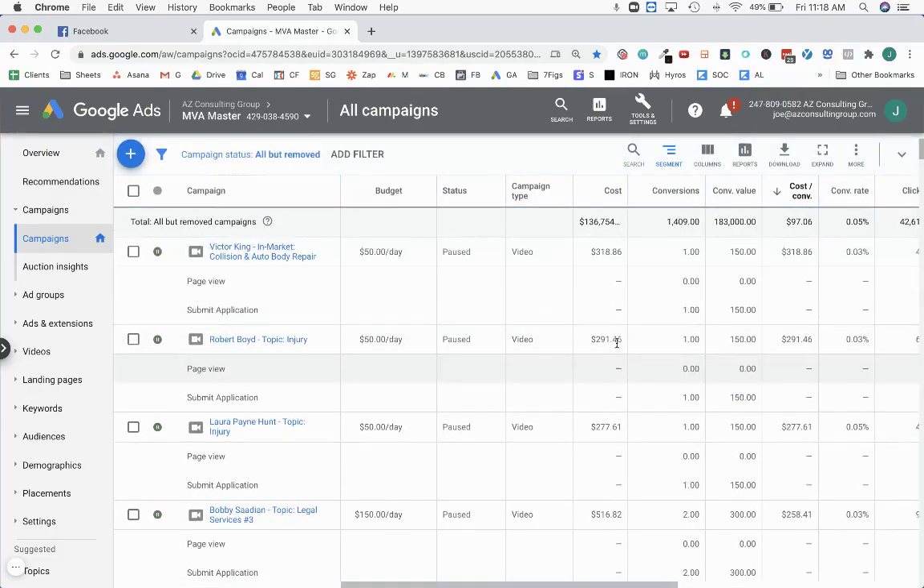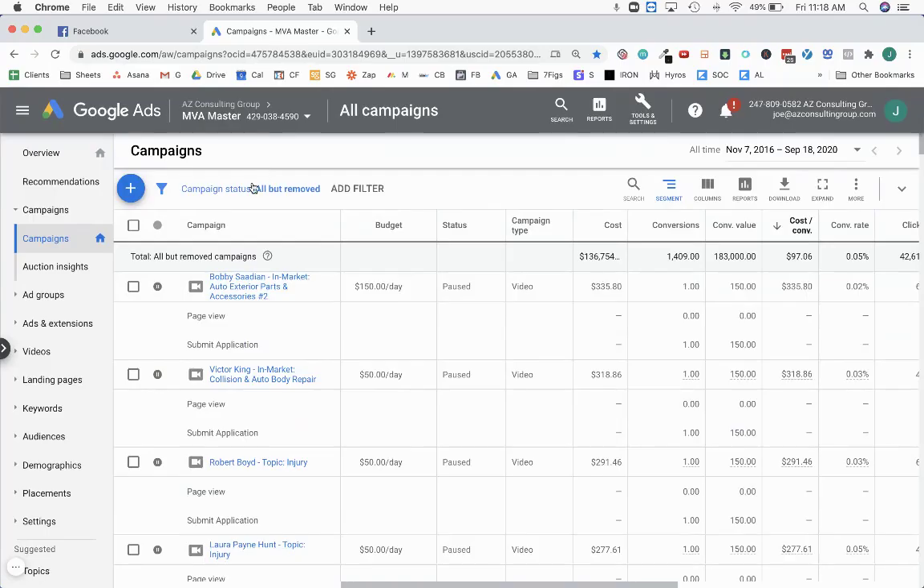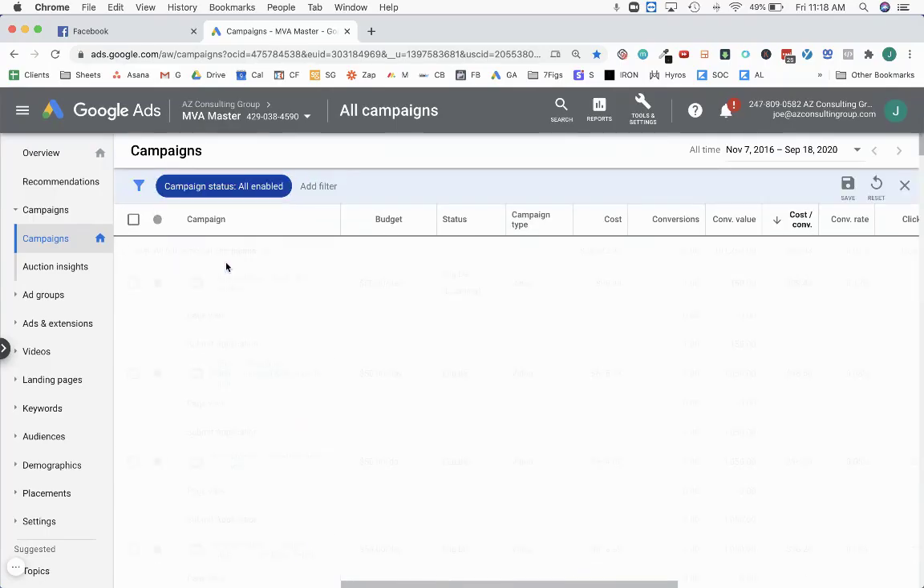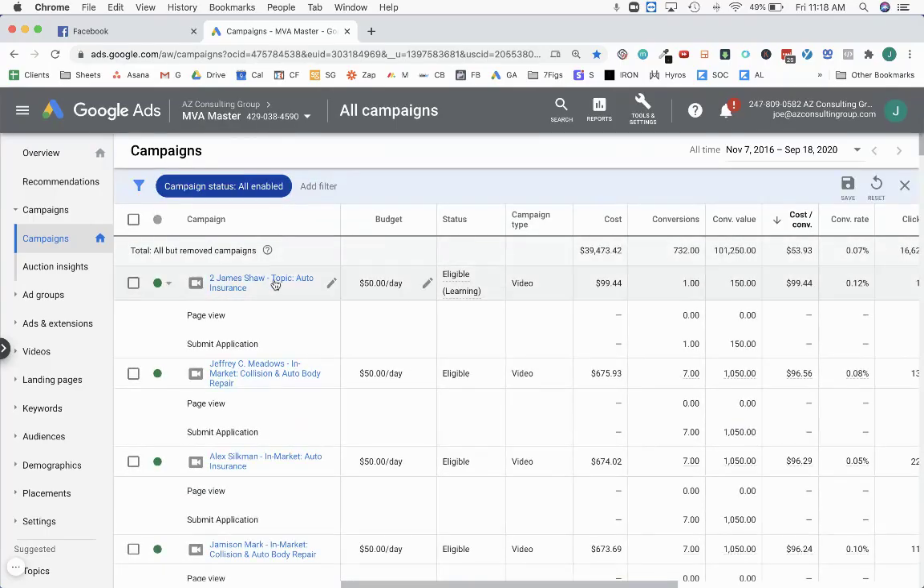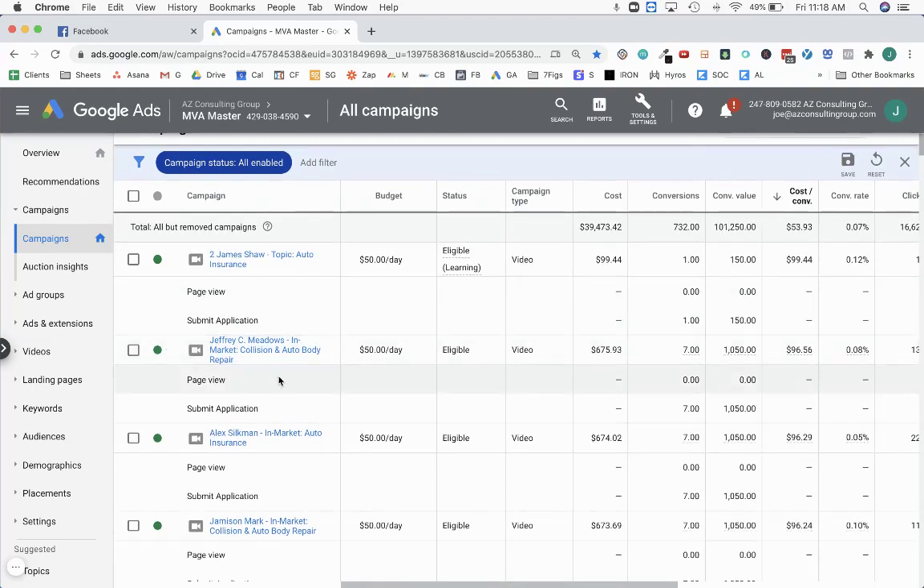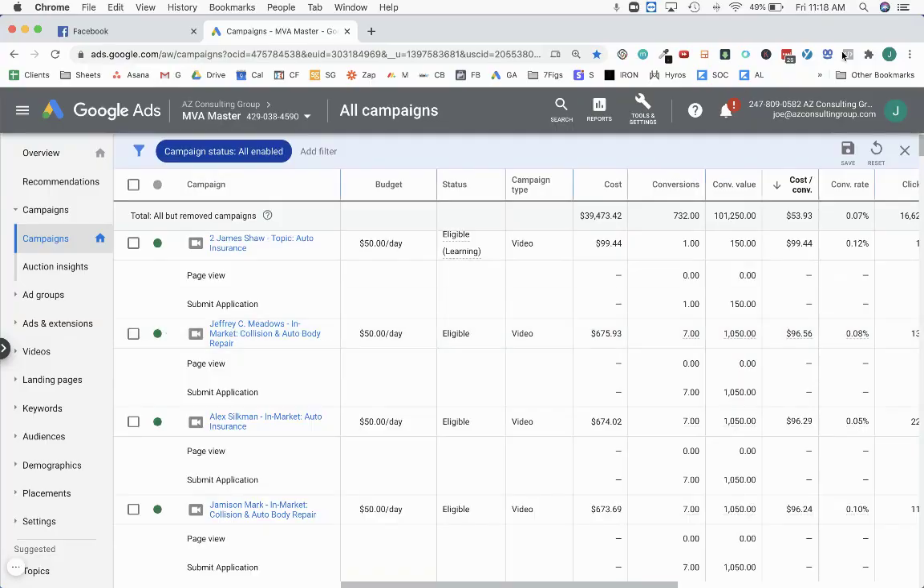We can also sort by cost per conversion as well. You can just do all enabled, and that'll give you some insight as to what campaigns you could jump into and see if we can optimize. So let's look at Jeffrey Meadows.